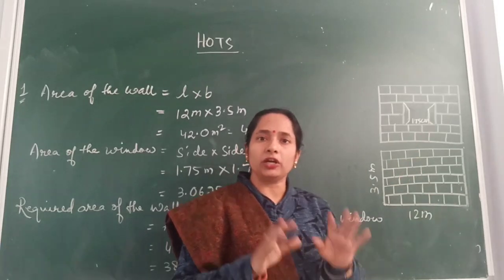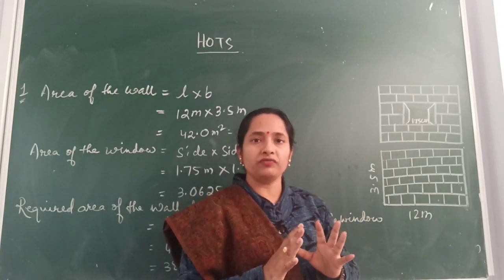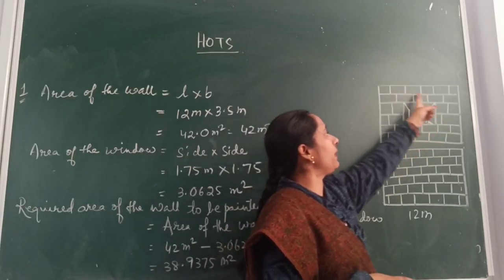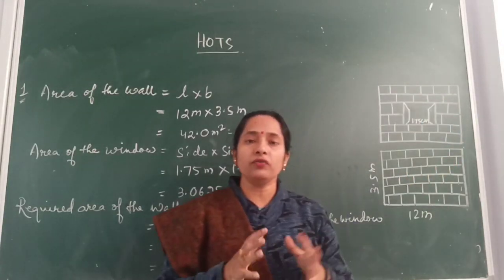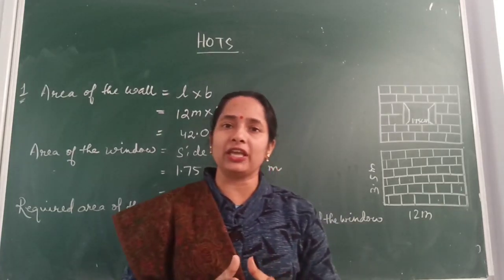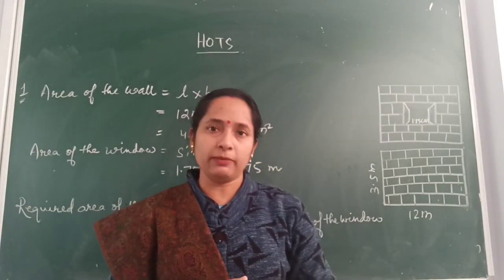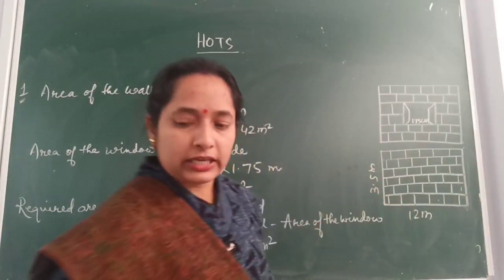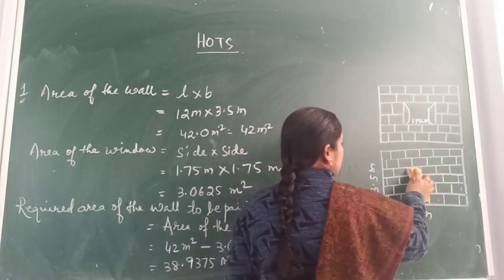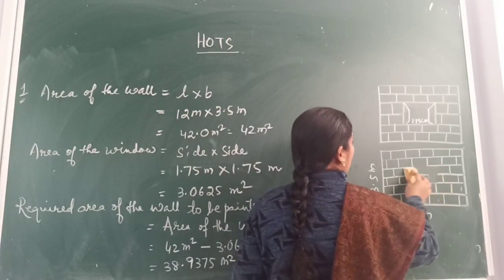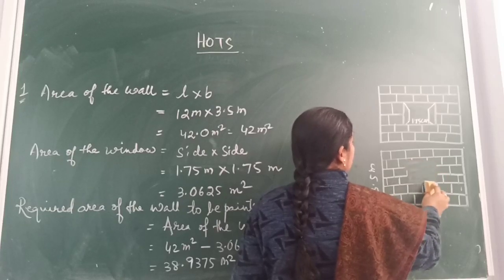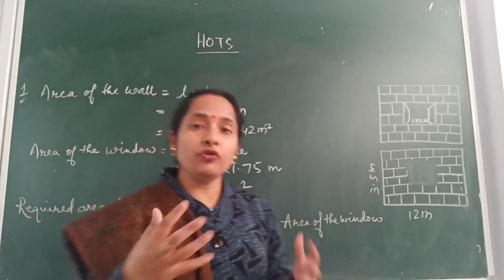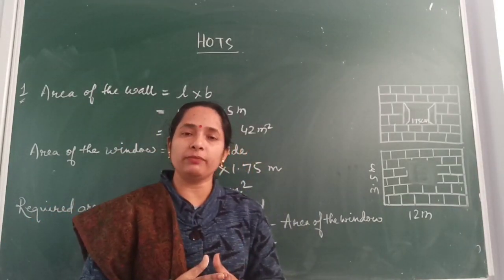Now when the painter comes to paint the wall, what will he do? He will leave this portion of the window and paint the rest of the wall. So how will you find how much area of the wall will be painted by the painter? From the total area of the wall, he will leave the portion of the wall where the window is.